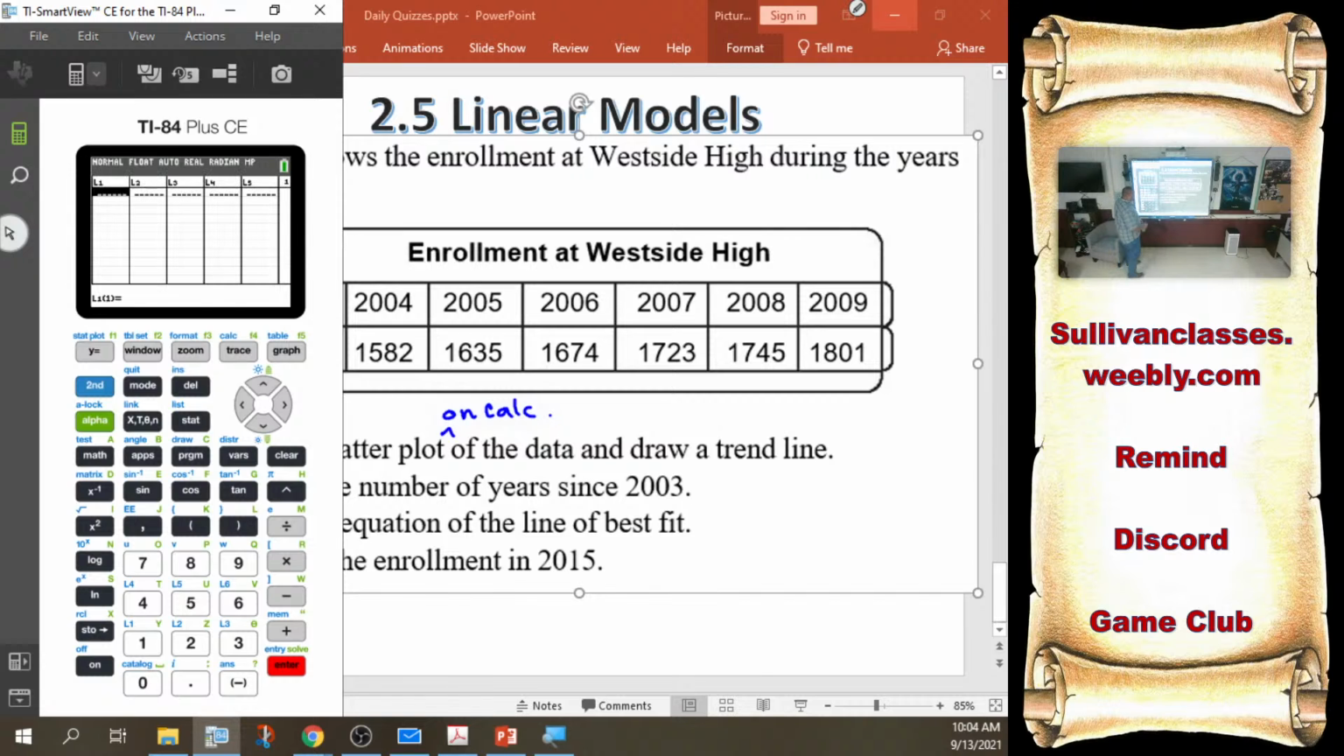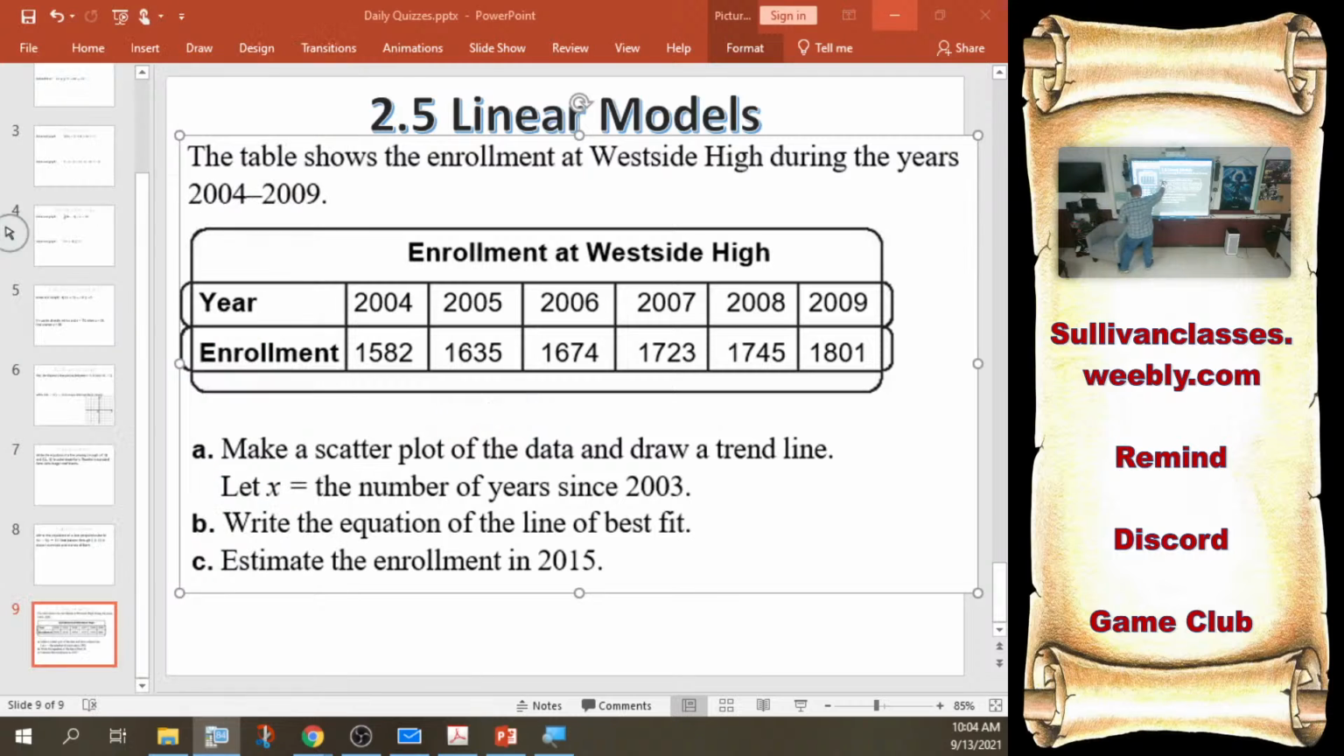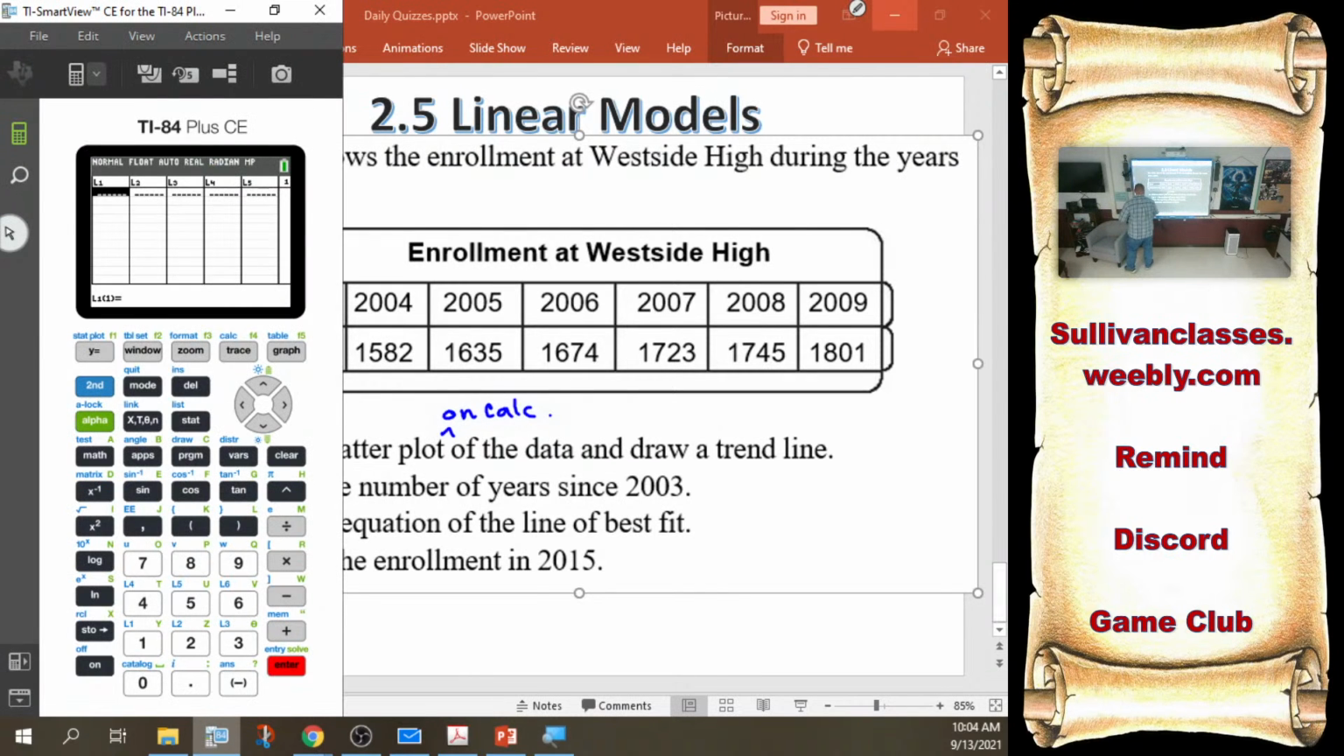And start typing. Does it start at 2004? Okay, making sure my table is here and there's not a data point to the other side. Down here it says number of years since 2003, so I'm not writing 2004. I'm writing 1, 2, 3, 4, 5. Right? 1, 2, 3. That's it?